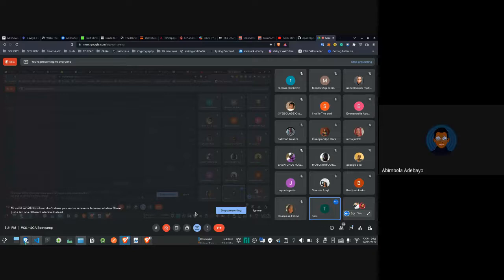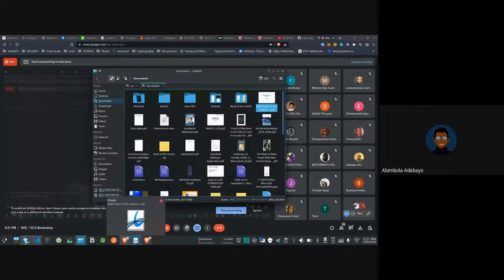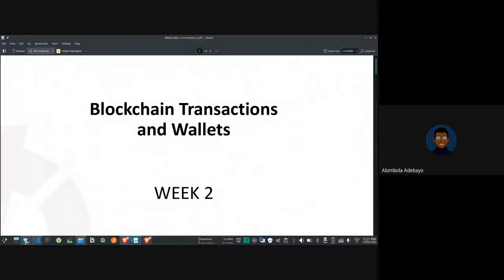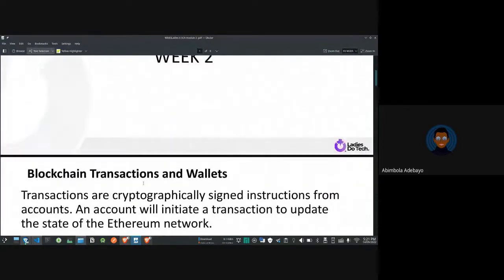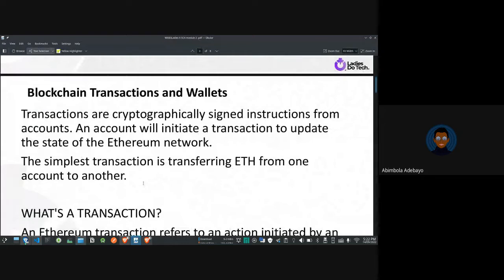Understood. All right, that's cool. Thank you. So let's move into it then. Transactions basically are cryptographically signed instructions from accounts. And when we talk about cryptographically signed instructions from accounts, it has to start from the externally owned account.